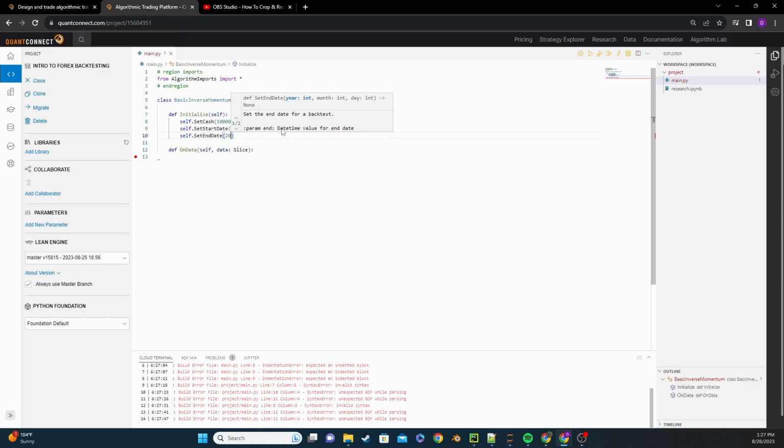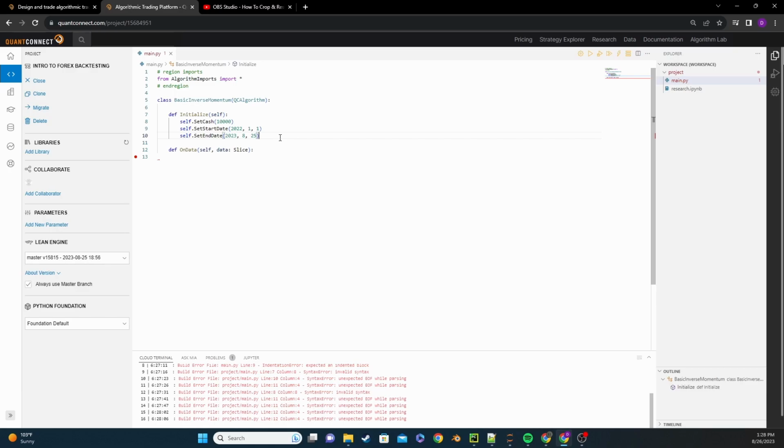We're going to go 2023, August 25th. Today's August 26th, so we're going to go for data that's very, very recent.